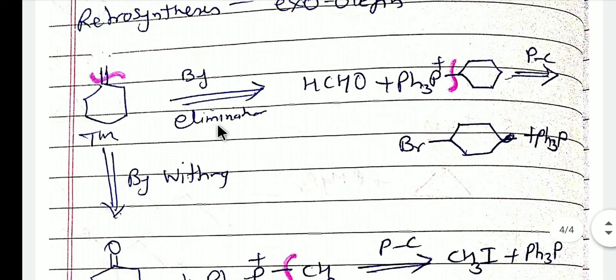Now when the elimination is carried out, the target molecule is prepared from HCHO and Ph3P+ and this cyclohexanyl group, Ph3P and cyclohexanyl. Then this connection takes place between carbon and phosphorus, and we get this synthetic equivalent, and this Ph3P, another synthetic equivalent, by the elimination reaction.